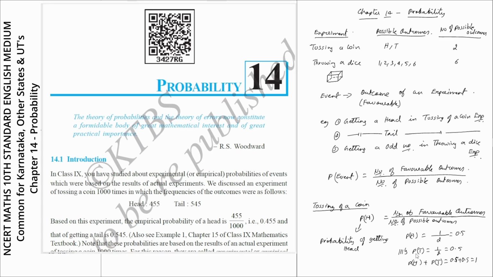Similarly, what is the probability of a tail? Going by the standard definition, it is the number of favorable outcomes by the number of possible outcomes. As in the previous case, the number of possible outcomes is 2, so in the denominator it is 2. What is the number of favorable outcomes? The possible outcomes are head and tail. How many tails are there here? Just one. That's why here also it is 1 by 2, which is equal to 0.5. And probability of head plus probability of tail, you can check, is 0.5 plus 0.5, which is equal to 1.